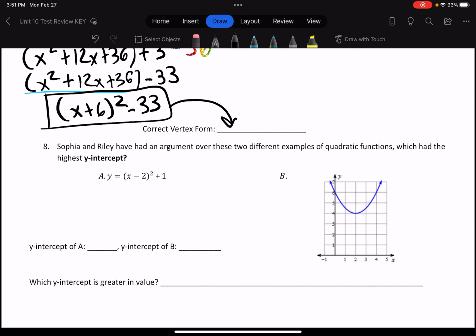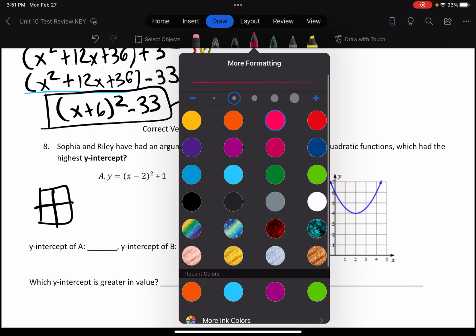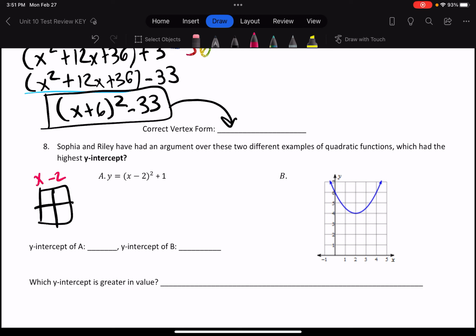Well, in order to find the y-intercept for A, we're going to use box, distribute, and add. So I've got to go from vertex to standard form. So my first step is to use the box method. And I'm going to multiply x minus 2 by x minus 2. That's going to give me x squared. Negative 2 times x is negative 2x. x times negative 2 again is negative 2x. And negative 2 times negative 2 is a positive 4. I'm going to combine like terms diagonally. So that'll give me x squared minus 4x plus 4.